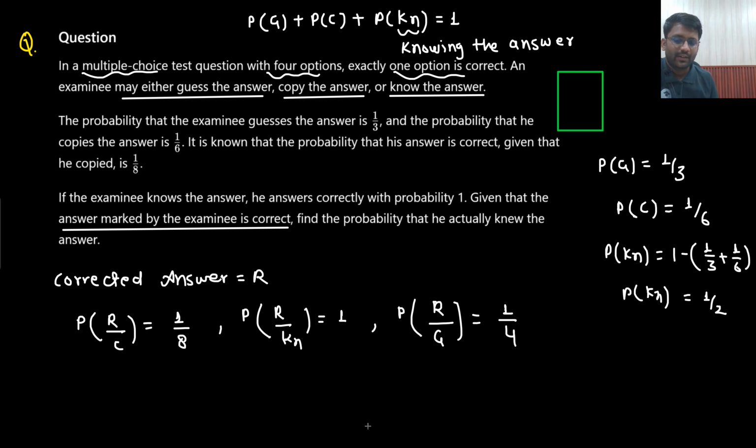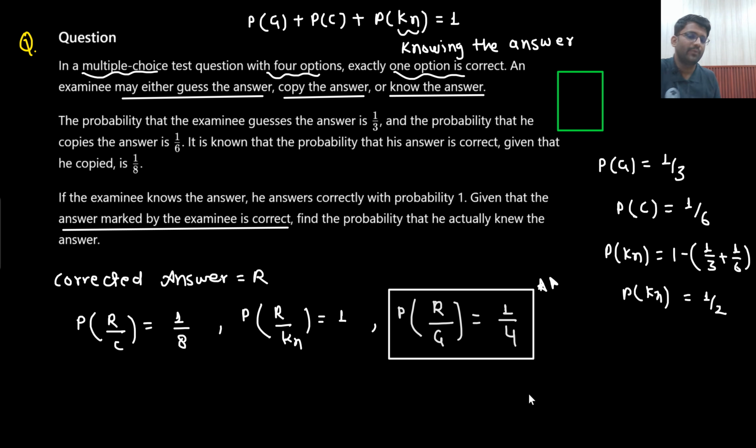So this was the beauty here. Probability of getting the correct answer given that he guessed it, that is 1 by 4. Probability of getting the correct answer given that he knows it, 1. Probability of giving the correct answer given that he copied it, that is 1 by 8.